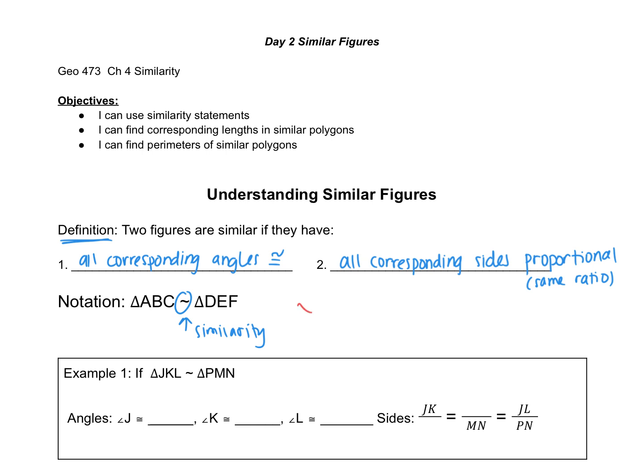So the basic idea with similarity, and I want you to write this down, is that we are taking a figure and we either enlarge or shrink it. If we take a figure and we enlarge it or we shrink it, our sides are going to be proportional. They're going to change by the same amount, and our angles will stay the same.